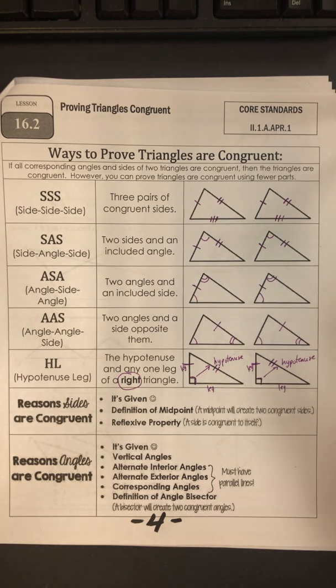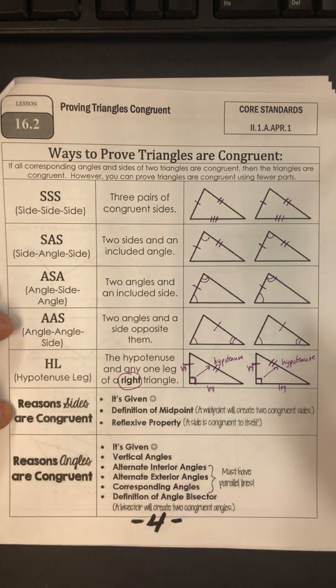So not every right triangle is going to be hypotenuse leg, okay? So you have to make sure that you have the hypotenuse and one other side, and it's a 90-degree angle for it to be a hypotenuse leg. Okay.